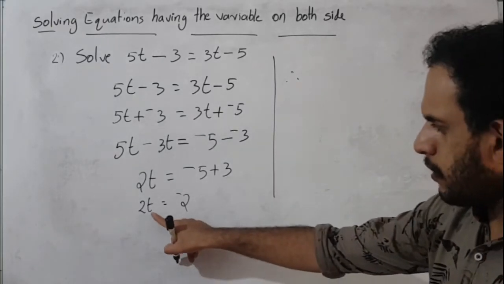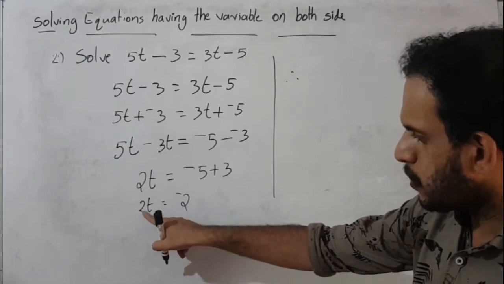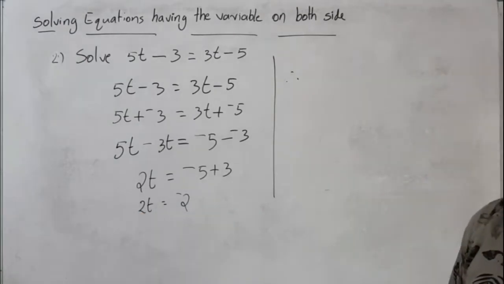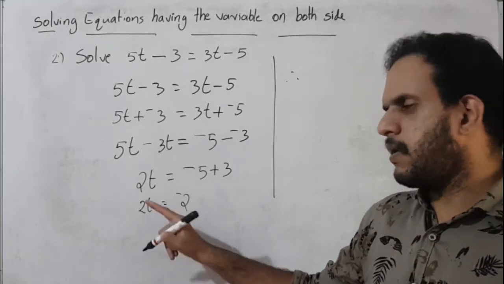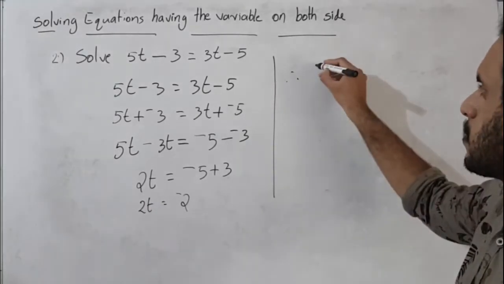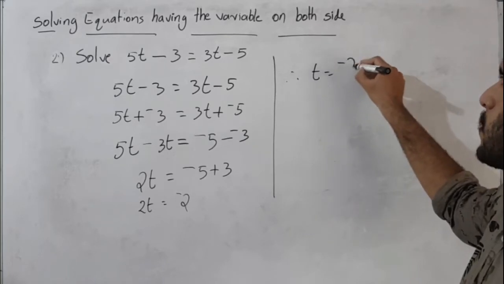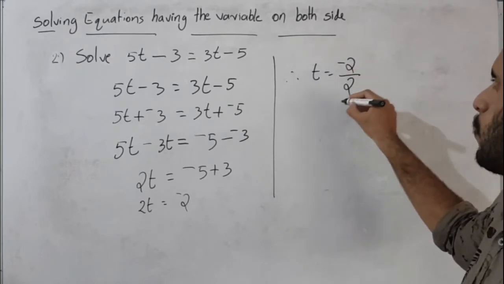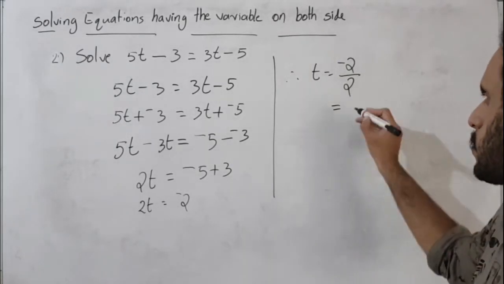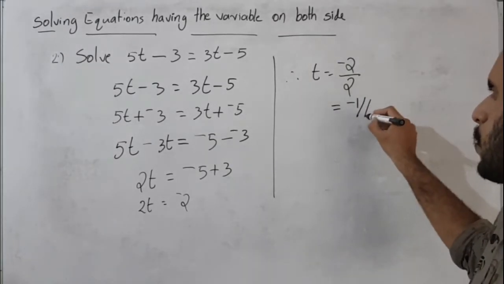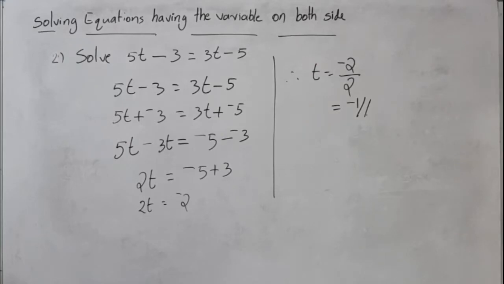the next, we need the value of t, so we transpose 2. Correct? What are we doing here? 2t means 2 into t. Therefore, t is equal to minus 2 divided by 2. Then what is minus 2 divided by 2? Minus 2 divided by 2 is minus 1. So here the value of t is equal to minus 1. Clear?